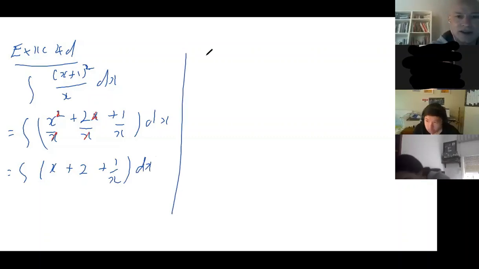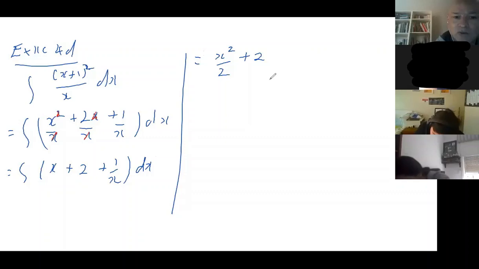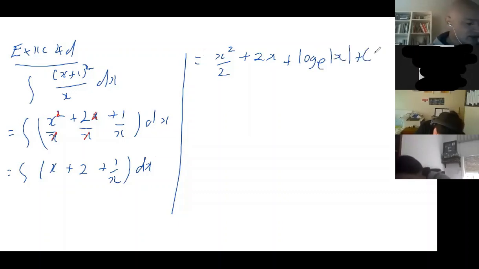Okay, so I'm going to integrate, I'm going to write the answer up here. So this becomes x squared over 2. The next one becomes 2x. And 1 divided by x, now that becomes a log, plus log e of x, and I'm going to put plus my c. Any questions on that one?